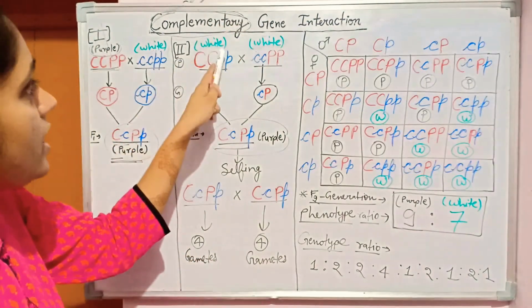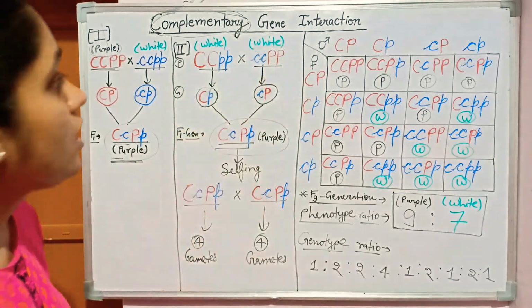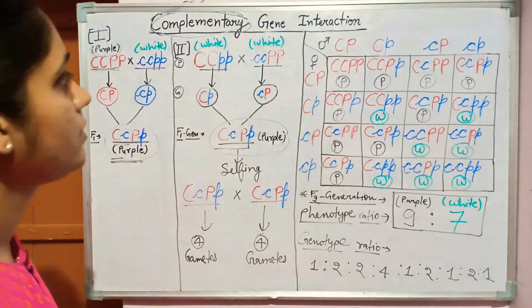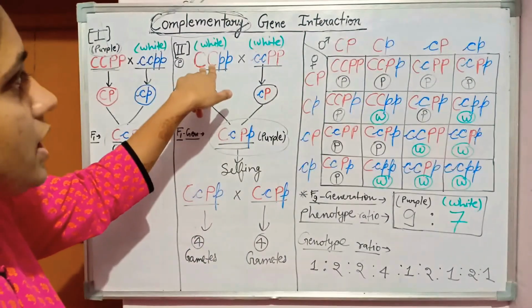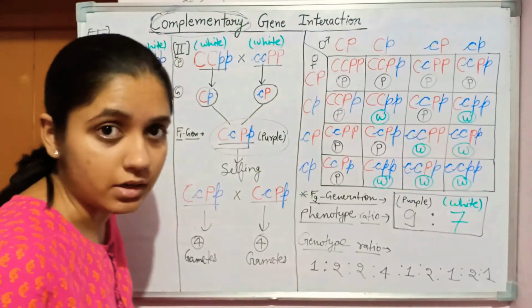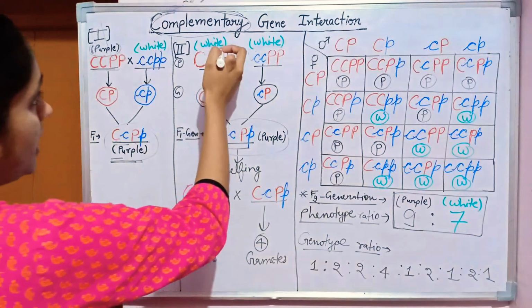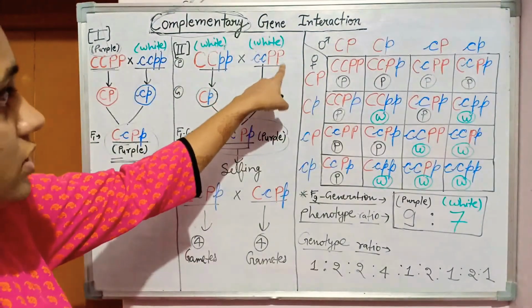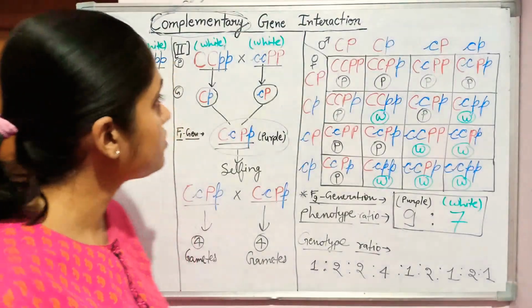In this other cross, one parent has white color flowers and the second also has white color flowers. Why is this genotype white? Because here two dominant alleles are present, but these two dominant alleles are from only one gene. So capital P is absent. That's why this white color is produced, and here also capital C is absent, so complementary genes are not present, so this is white.